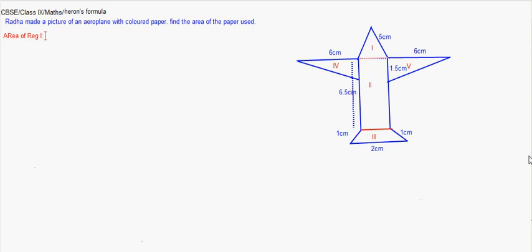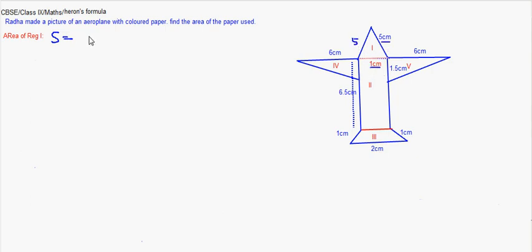Let us find the triangle's area. If this is 5, I mark the other side as well as 5, and this length, what will be that length? That will also be 5. This is marked as 1 centimeter actually, so that will be 1. So now I write it here. What will be the S? S will be A plus B plus C by 2. So this is 5, this is 5 again, and that is 1.